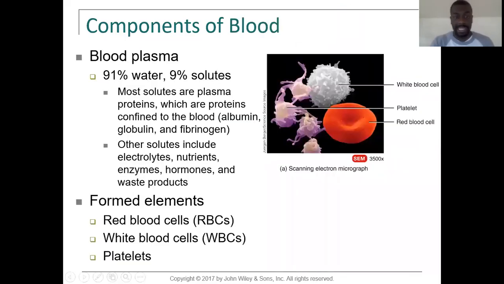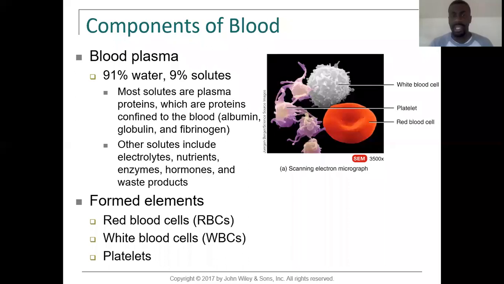All right, so when we look at the different components of the blood, the first component that we're going to look at is the blood plasma. And so the blood plasma is going to be made up of about 91% water. So the majority of it is going to be water, and then about 9% solutes. And those solutes are typically going to be made up of plasma proteins like albumin, globulins, and fibrinogens. You don't need to worry too much about what those are right now.